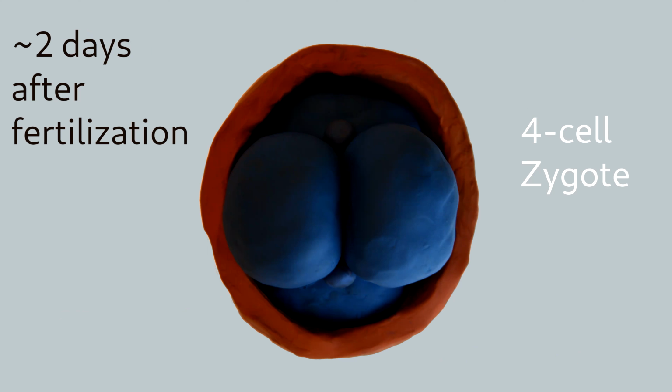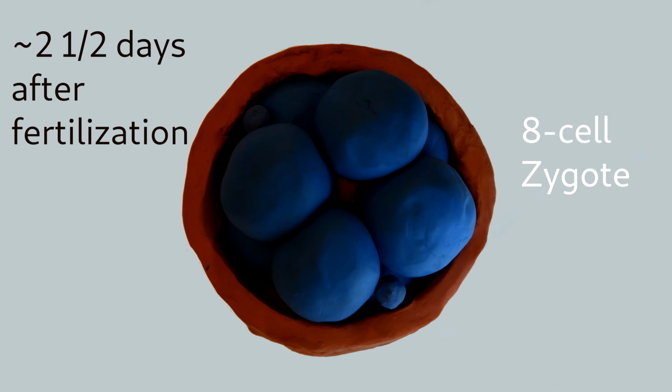Around 2 days after fertilization, the zygote becomes a four-cell zygote. Cleavage is asynchronous, meaning that by the two-cell stage there is no synchronization of cell division. So instead of the cell count proceeding from 2 to 4, from 4 to 8, and from 8 to 16, etc., it is more likely to initially proceed from 2 to 3, and then from 3 to 4, etc. Around 2.5 days after fertilization, the zygote becomes an 8-cell zygote.